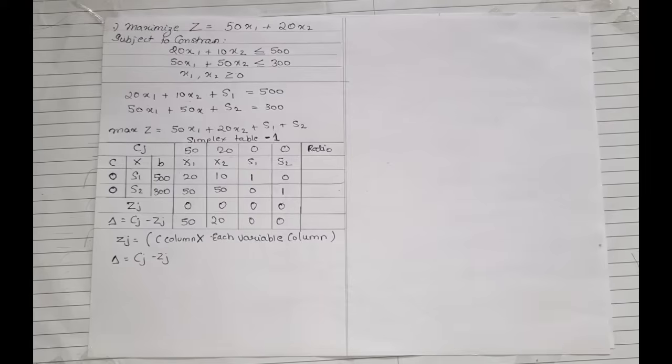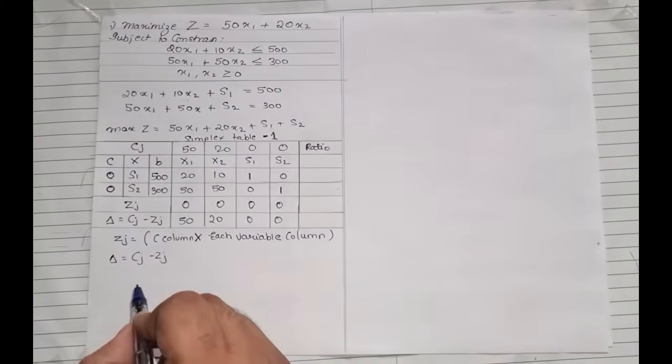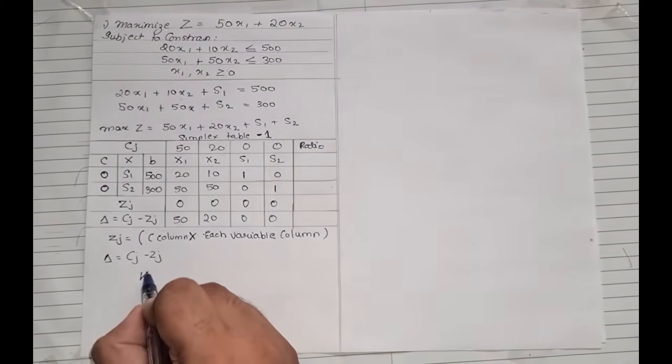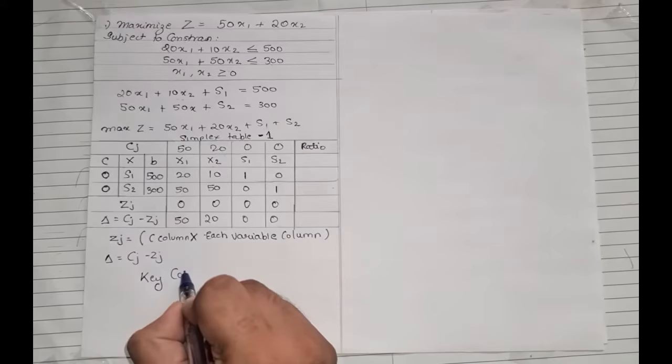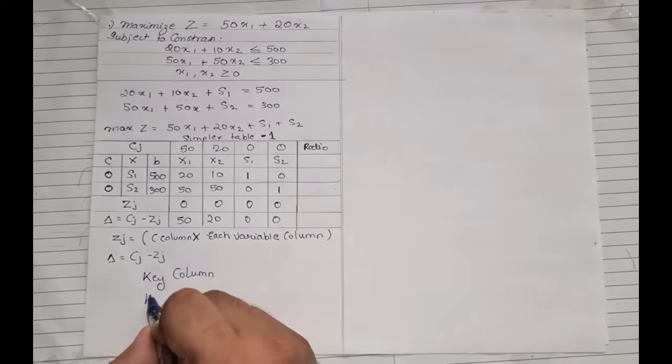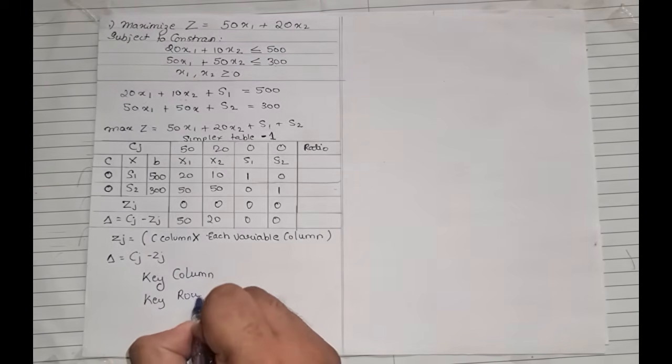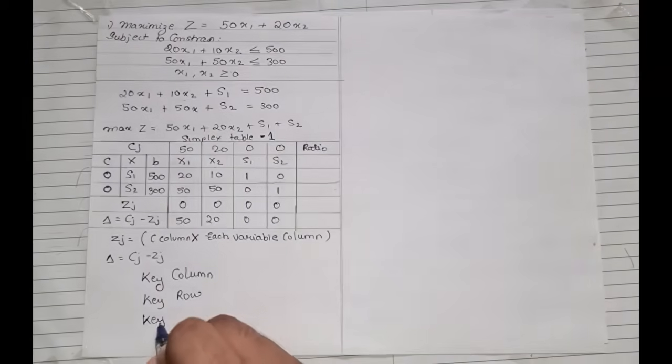Now from here you have to be very careful. Now we need to find something called the key column and key row. Two things we need to find: key row and key column. Remember, we need these couple of things. I need you to find the key column, we'll need the key row, and we'll need the key element.